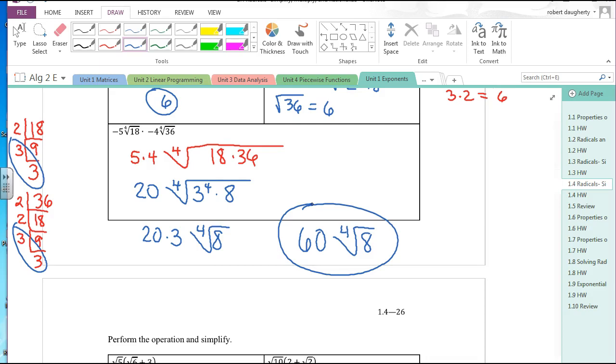Hard, easy, medium, what is this? Okay, like I said, it's pretty straightforward. Your goal here is to organize things as perfect fourths. Now, I could not add these two things together. You see that, they're not identical. But I can multiply them. When I looked at the factorization of 18, there was nothing to the 4th power. When I look at the factorization of 36, there's nothing to the 4th power. But when I multiply them together, there is a 3 to the 4th power. That makes it simplify. Okay?